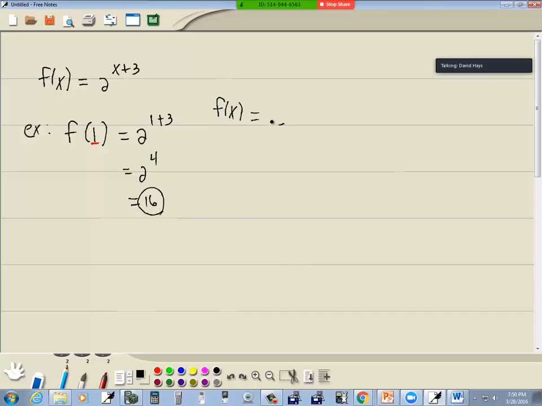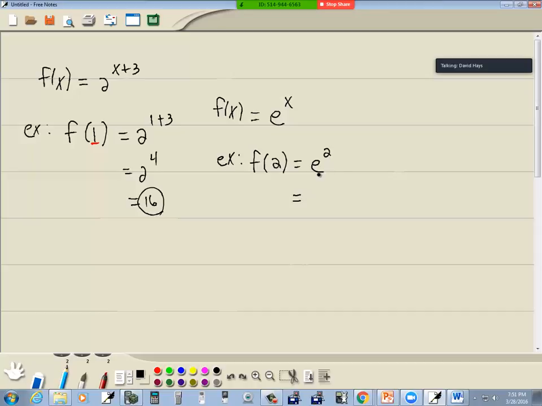Now another example. If I have f of x is equal to e to the x, and I'm wanting to find f of 2, it's still the same idea. You're going to put 2 in for x, and we got e squared.